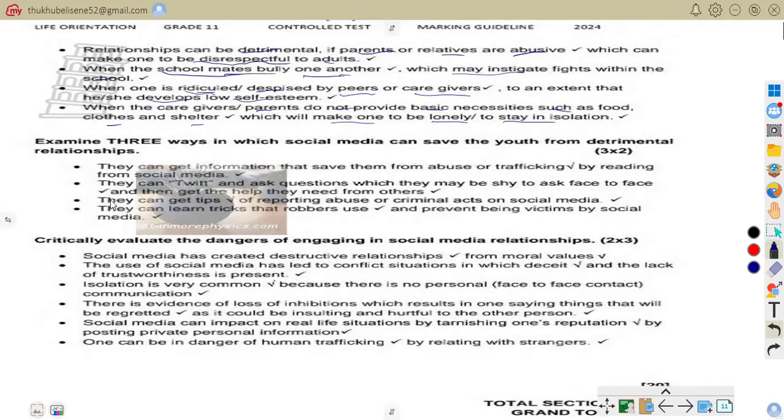Or when the caregiver or parents do not provide basic necessities such as food, clothes, shelter, which will make one lonely, to stay in isolation. So we are talking about the lack of basic needs. That is when caregivers fail to provide food, shelter, clothing, you feel neglected. So the effects are social isolation, poor emotional development. For example, a learner without proper school clothes, avoiding social interaction. So that is that.